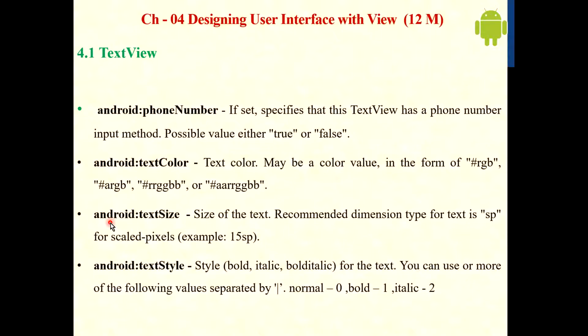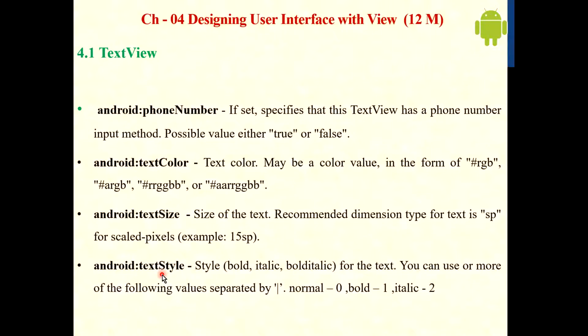that you want to display for the text. Then android:textSize, the size of the text in the text view. The recommended dimension type for the text is SP, for scaled pixel. For example, 15 SP. So to set the text size, we use this attribute. Next one, android:textStyle.